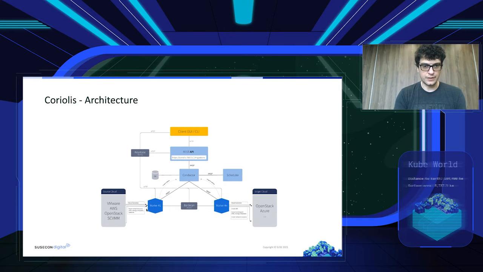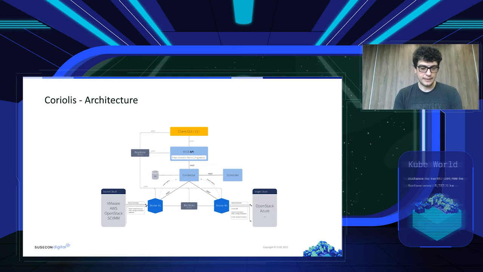And we have the workers, which are, well, the workhorses of Coriolis. This is where the actual code that interfaces with your source and destination clouds lives. And it uses Barbican for secrets. Most of these, except for the Coriolis components, are OpenStack projects. You may know of them if you've ever worked with OpenStack.